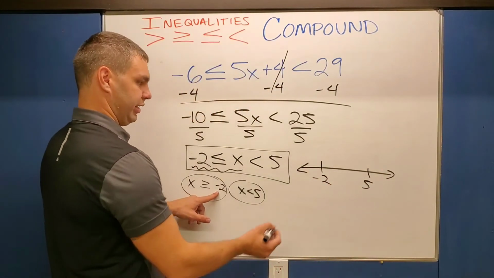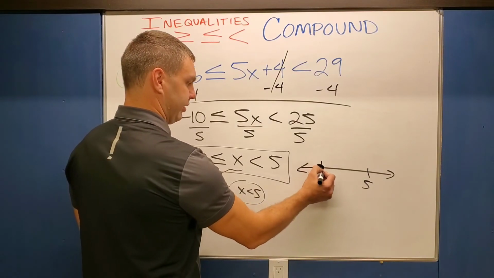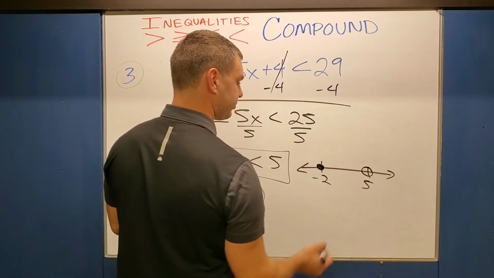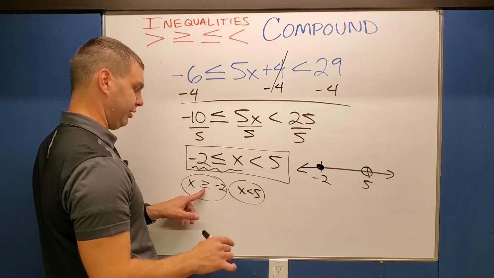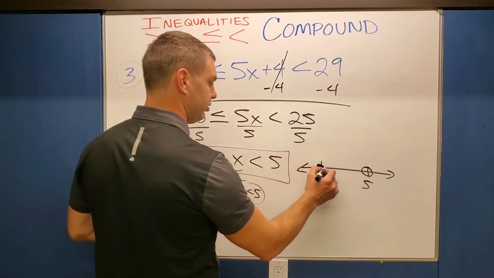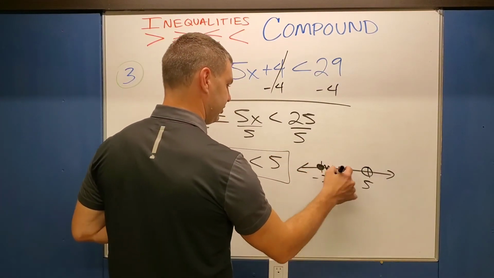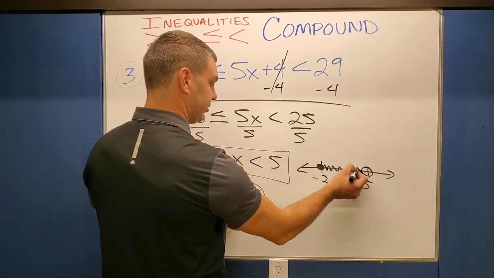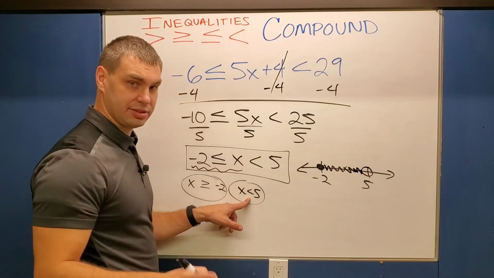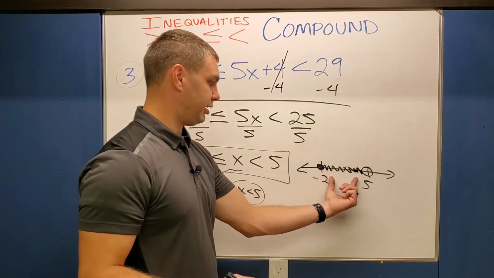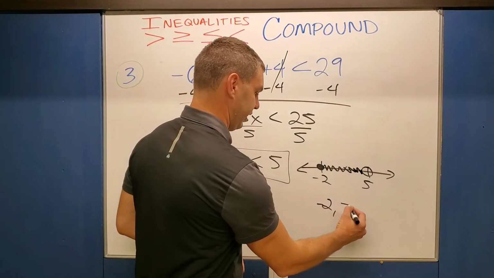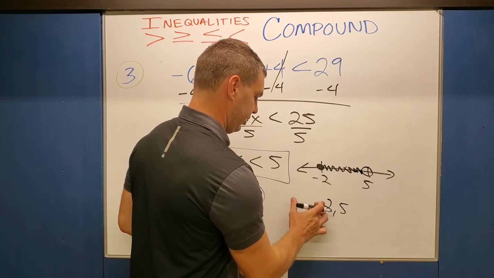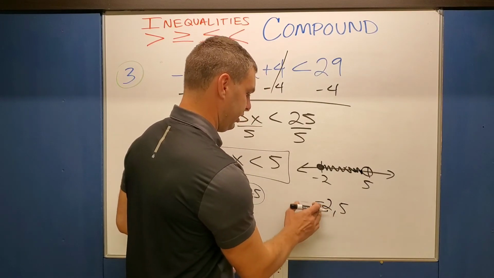At -2, we're going to have a closed dot. And at 5, we'll have an open dot. If x is greater than or equal to -2, that's shaded to the right. I'll stop there because I know I'm going to have to come back with the 5. X is less than 5. Again, it's only going to have one snippet of our interval notation, from -2 to 5.